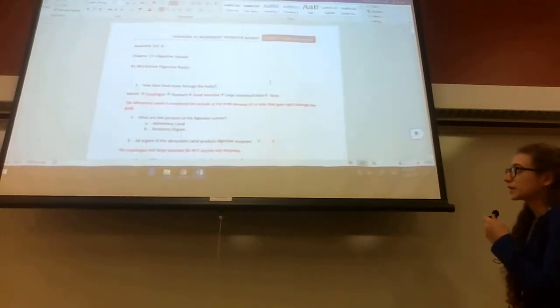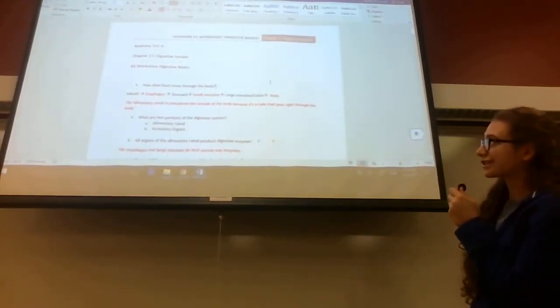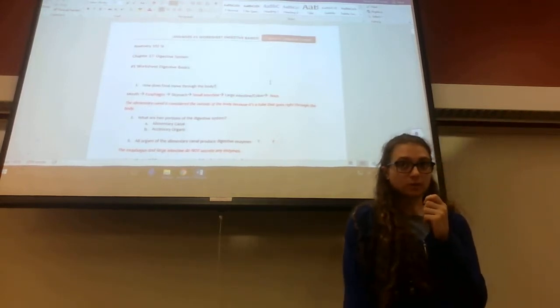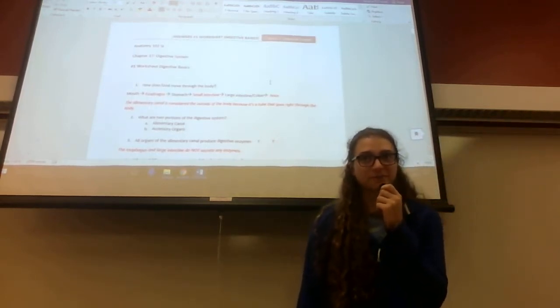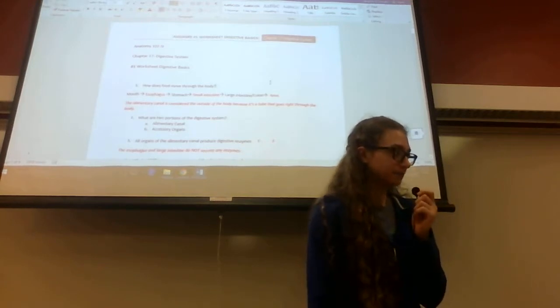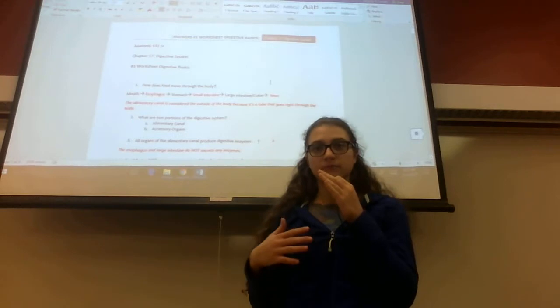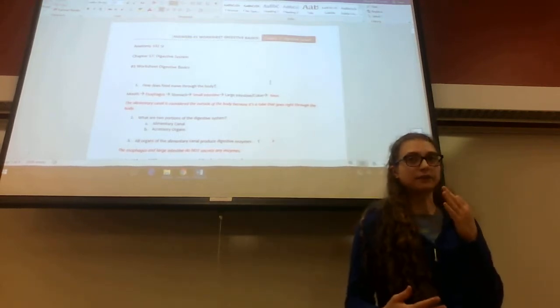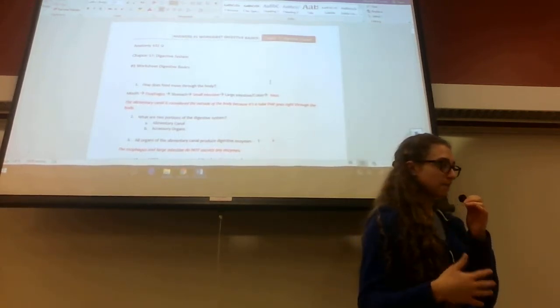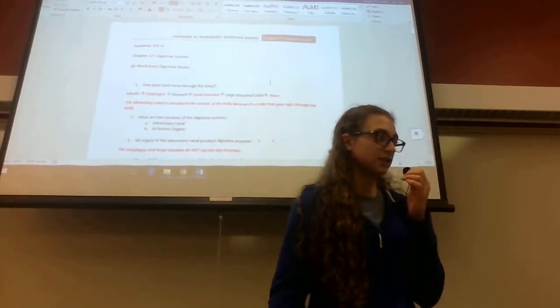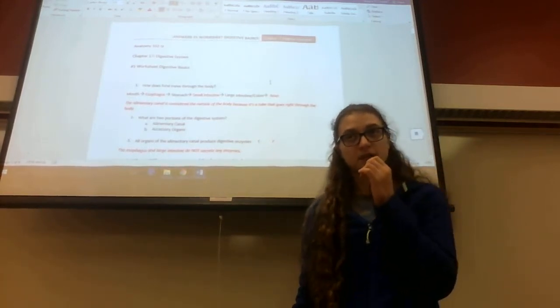So this is worksheet number 1, going over the digestive system. I guess you guys already got through most of this page. As you know, food moves through the alimentary canal: through the mouth, then the esophagus, the stomach, the small intestines, the large intestines, and colon, and out through the anus.